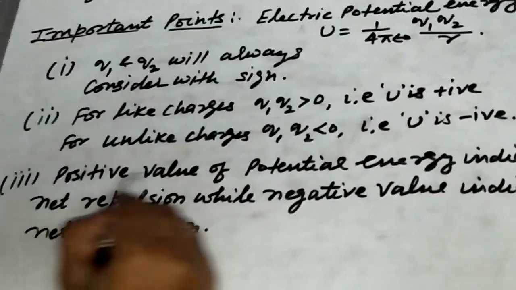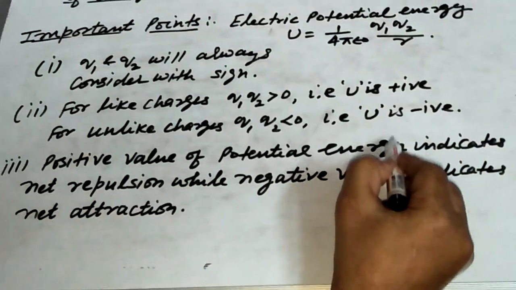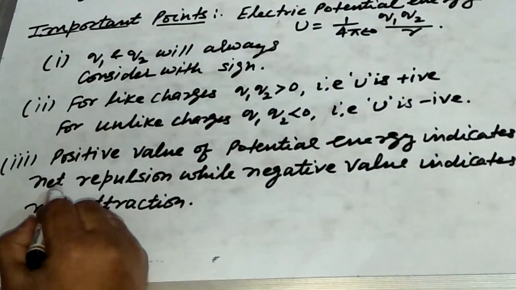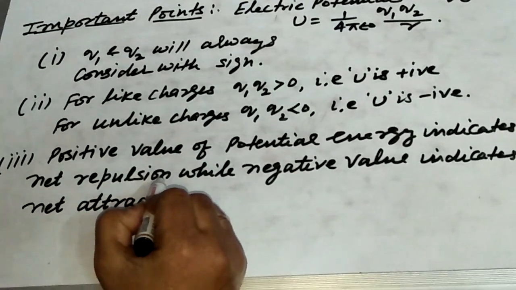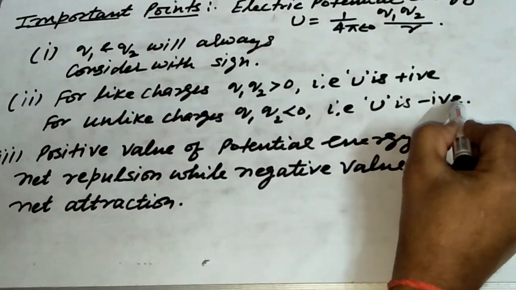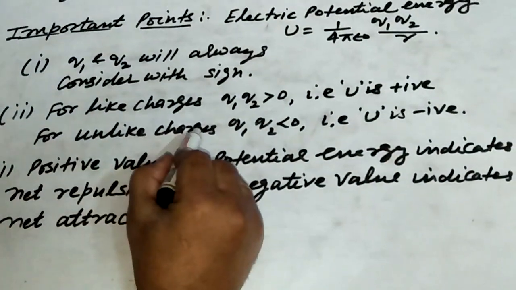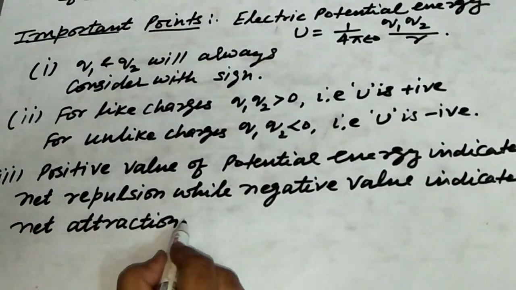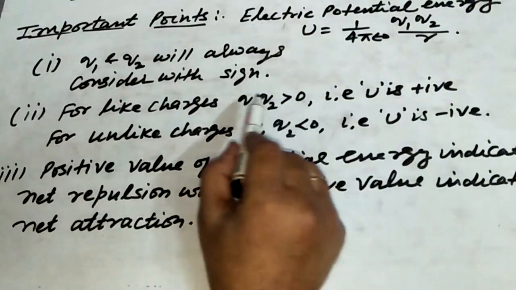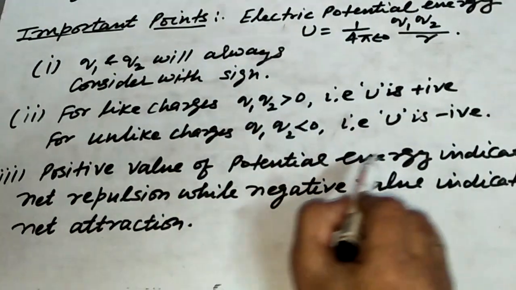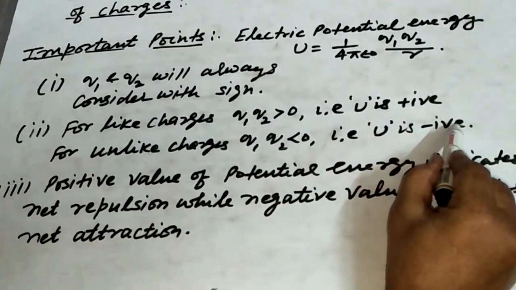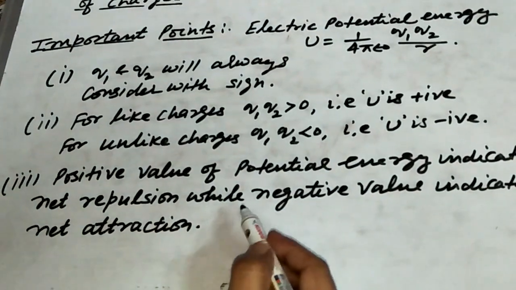Third point, the sign of potential energy. A positive value of potential energy, for like charges, shows net repulsion, while a negative value of potential energy, for unlike charges, shows net attraction. So be careful about this one. If potential energy comes out positive, it indicates net repulsion overall, and if potential energy comes out negative, then it shows net attraction.